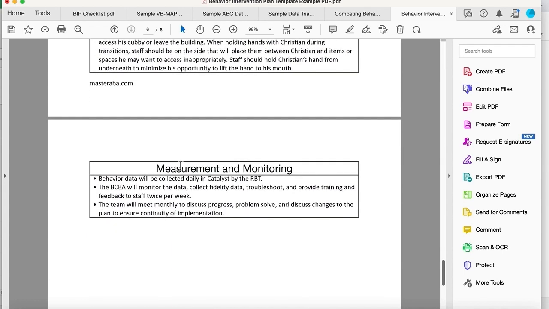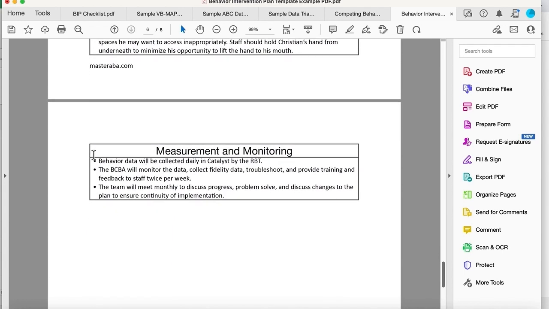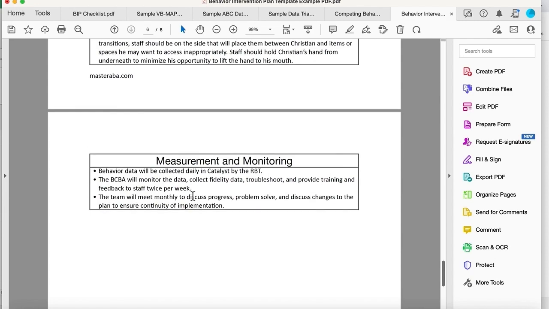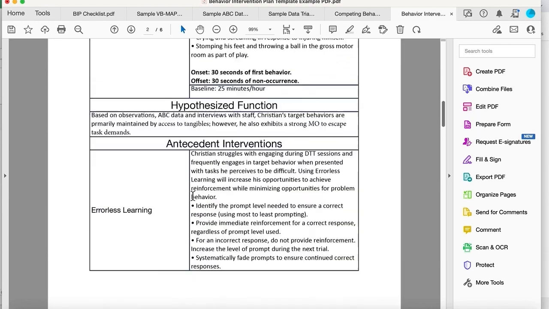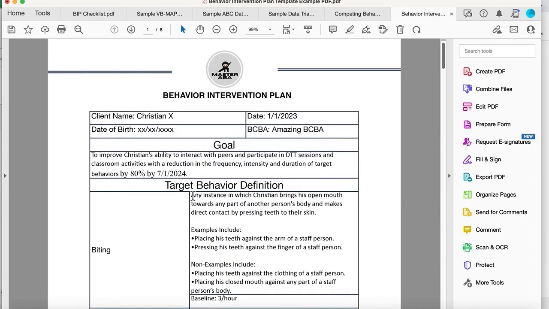Then we have the measurement and monitoring piece. This is the section where you're just kind of putting in the information about who's responsible for data collection and reviewing the data. So that's a really quick overview of this example BIP. I hope you have found this helpful. It's going to be available for you to download in the resources tab.